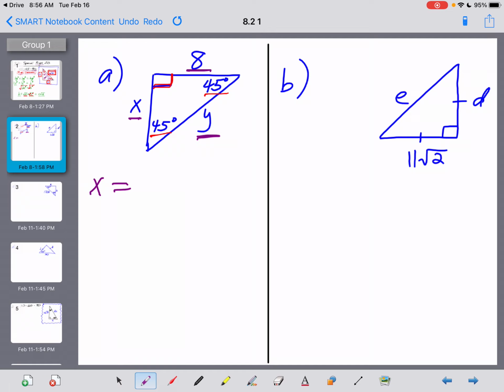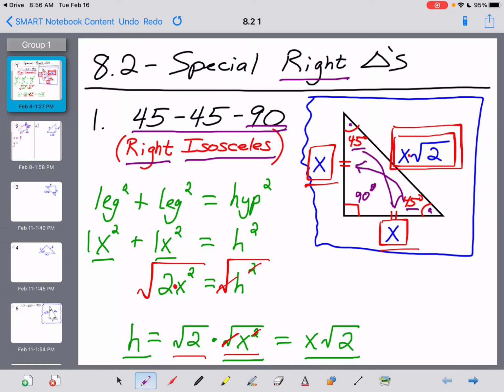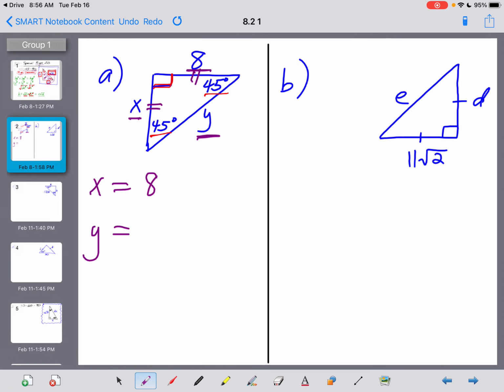Well, because this triangle is isosceles, the 2 legs are congruent to each other, so x has to be congruent to the other leg. X is going to have a length of 8. And then for y, this one's just a little bit harder. If we go back to the diagram here, to go from a leg to your hypotenuse, whatever x is, you're going to multiply that by the square root of 2. So in this example, since our legs are 8, our hypotenuse is going to be that leg, 8, multiplied by the square root of 2. And usually we don't put the dot there, guys. We just write that as 8 root 2. Let's try that again. So 8 root 2, that's much better.